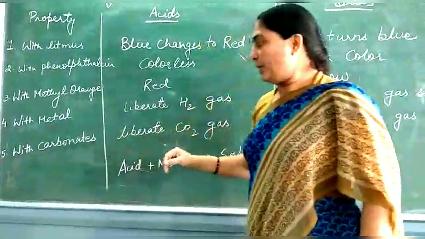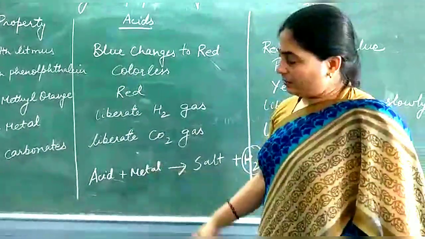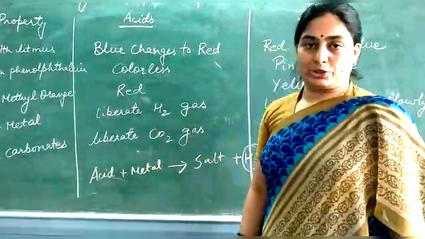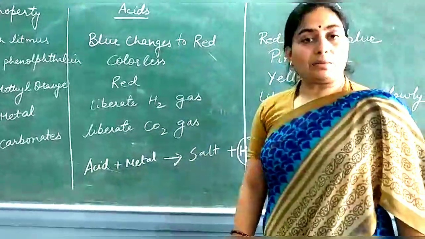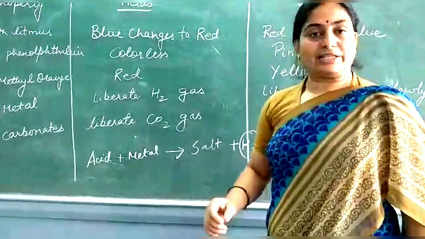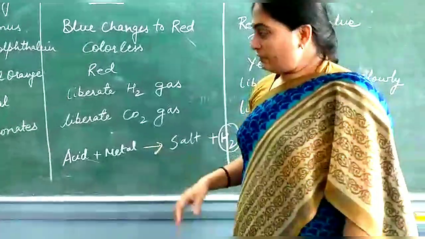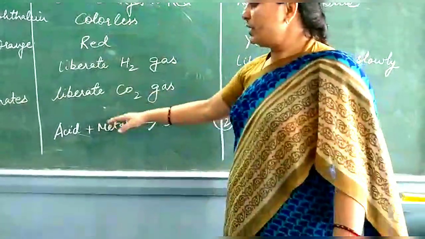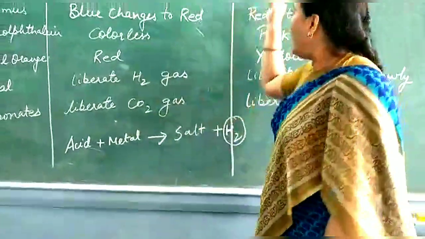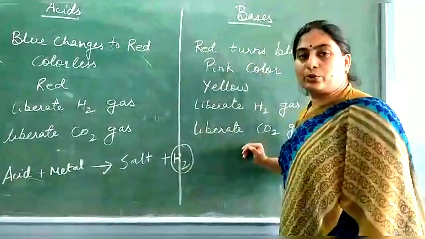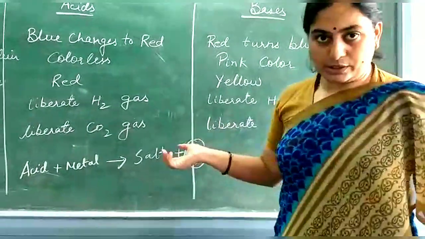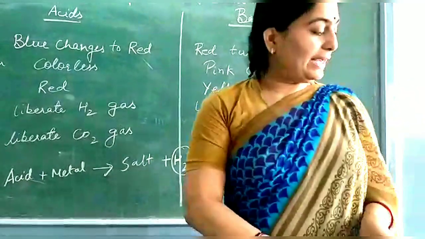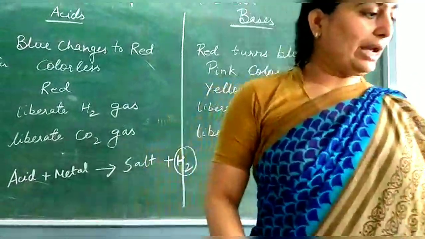When any carbonate or bicarbonate, carbonate means we are having an ion as CO3 2-, and bicarbonate means where we have an ion as HCO3 minus. So when we bring this carbonate or bicarbonate and add it with acid, it liberates CO2 gas. Add it with base, again it liberates CO2 gas along with the liberation of water, and salt is also formed, in both the cases.